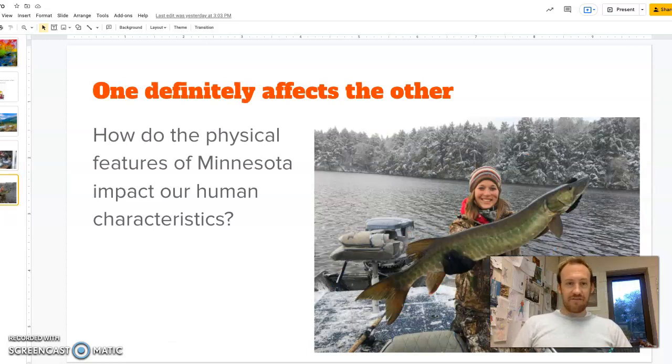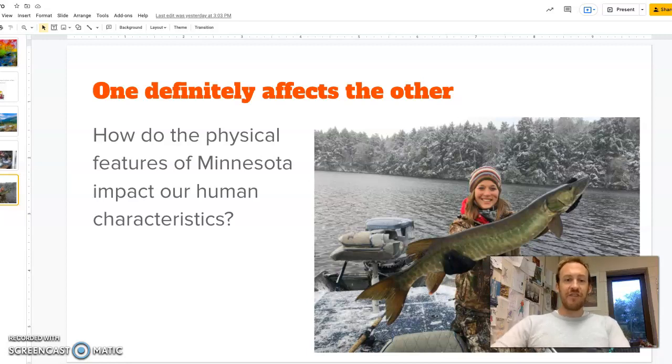One can definitely affect the other. So the physical features of Minnesota, for example, can impact our human characteristics. So we have lots and lots of lakes, 14,000 some lakes in our state. And Minnesotans, our culture, we take advantage of them. We will do a lot of fishing. A lot of people will go out boating, canoeing up in the boundary waters, kayaking, paddle boarding. What else? In the wintertime, when they freeze over, people go out ice fishing and snowmobiling on the lakes.